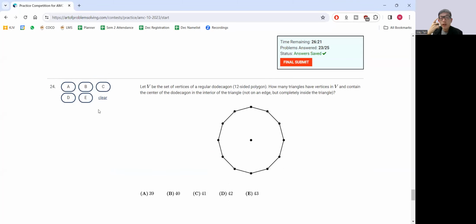Okay, question 24. V is the set of vertices of a regular dodecagon, which is a 12-sided polygon. Well, we know that. We can see that. How many triangles have vertices in V and contain the center of the dodecagon in the interior of the triangle, completely inside?